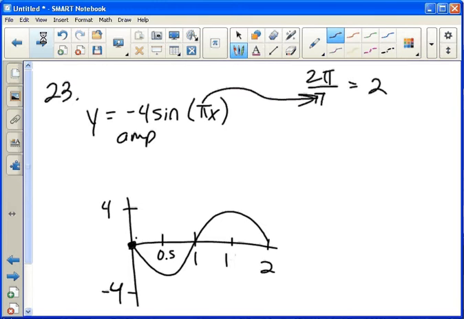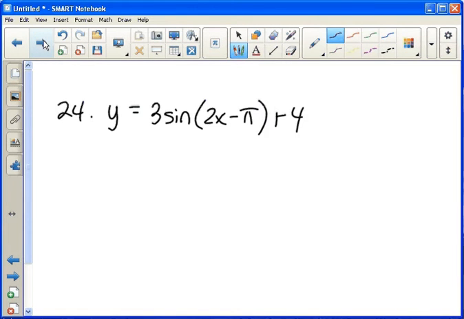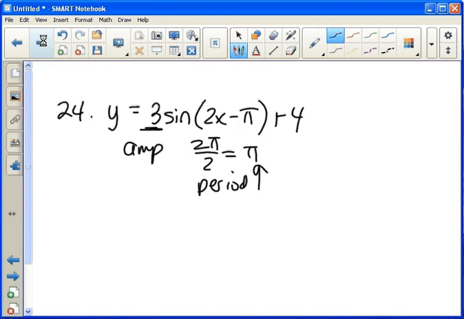Okay, in 24 we have the normal stuff. This is our amplitude. Our period is 2 pi over 2, so that's pi. But we also have a horizontal and a vertical shift. Horizontal shifts always involve the x, so it's going to happen inside this parentheses. We call this letter our C and this letter our D. The horizontal shift is found by doing C over B. And since it's a minus, that is a shift right. So inside, minus is right, plus is left. Outside, plus is up, minus is down.